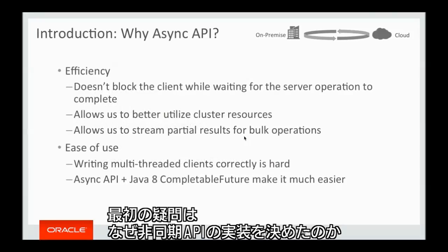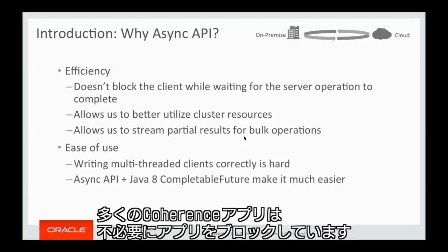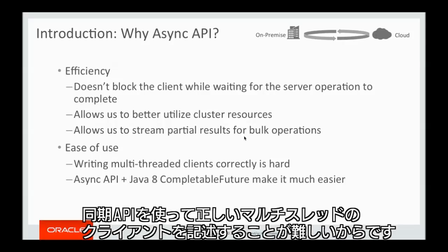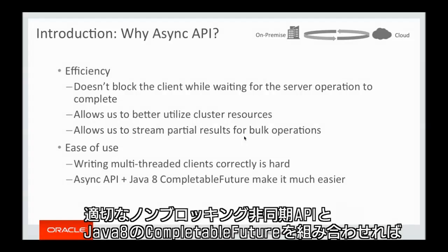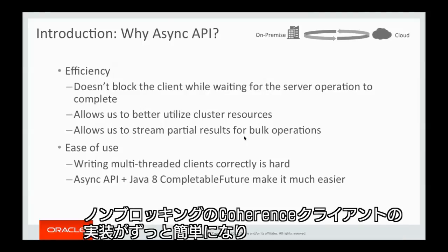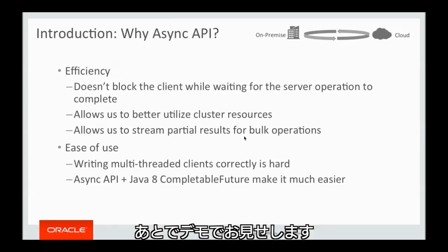So the first question is, why did we decide to implement the async API? The primary reason for the addition of the async API is increased efficiency. Many Coherence applications unnecessarily block application threads when performing basic operations such as gets and puts, simply because writing correct multi-threaded clients using the synchronous API is too cumbersome. The combination of a proper non-blocking asynchronous API and Java 8 CompletableFuture makes the implementation of non-blocking Coherence clients much easier and allows us to achieve some truly monumental performance gains, as you'll see in a demo in a bit.